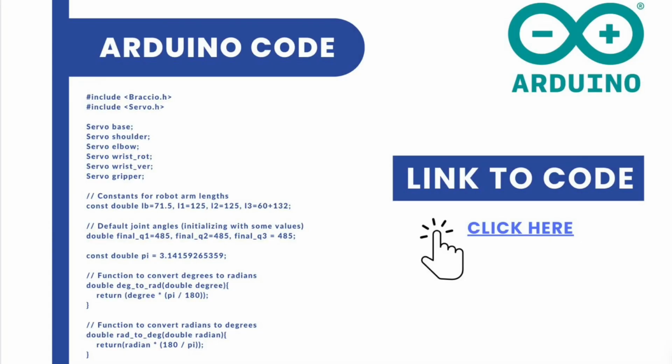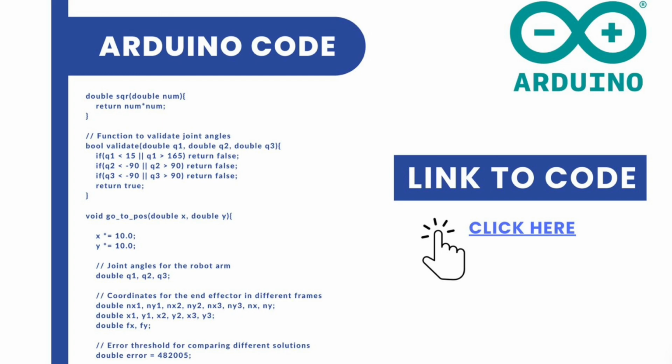So heading towards our code, we will first introduce the functions created. The functions created are radian to degree and degree to radian. On the next page, we have functions like square, which gives the output as the square of the number provided. The next function is the validate function, which checks whether the three angles obtained are inside the range. Only then will it return true, otherwise it will return false.